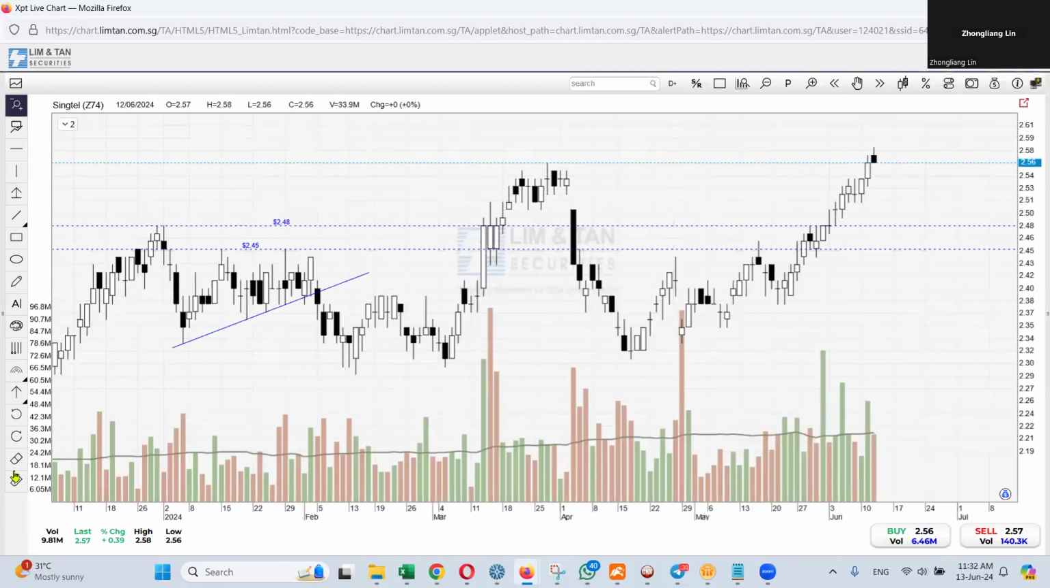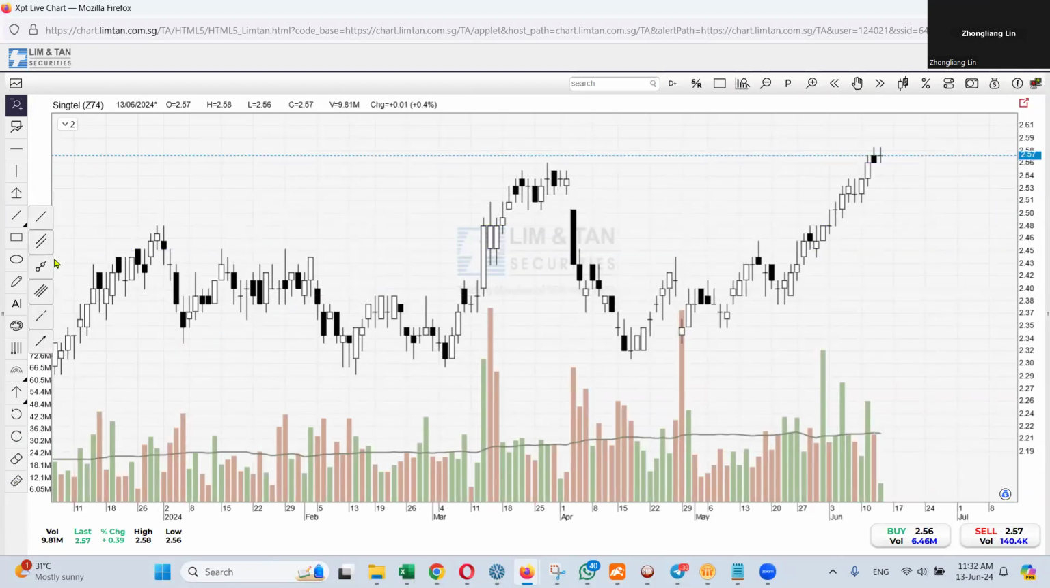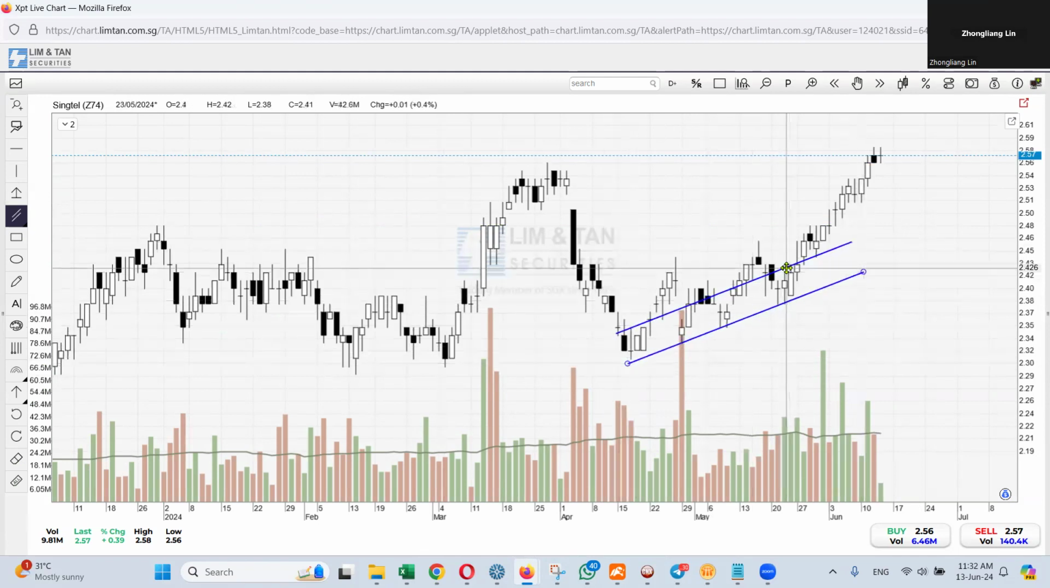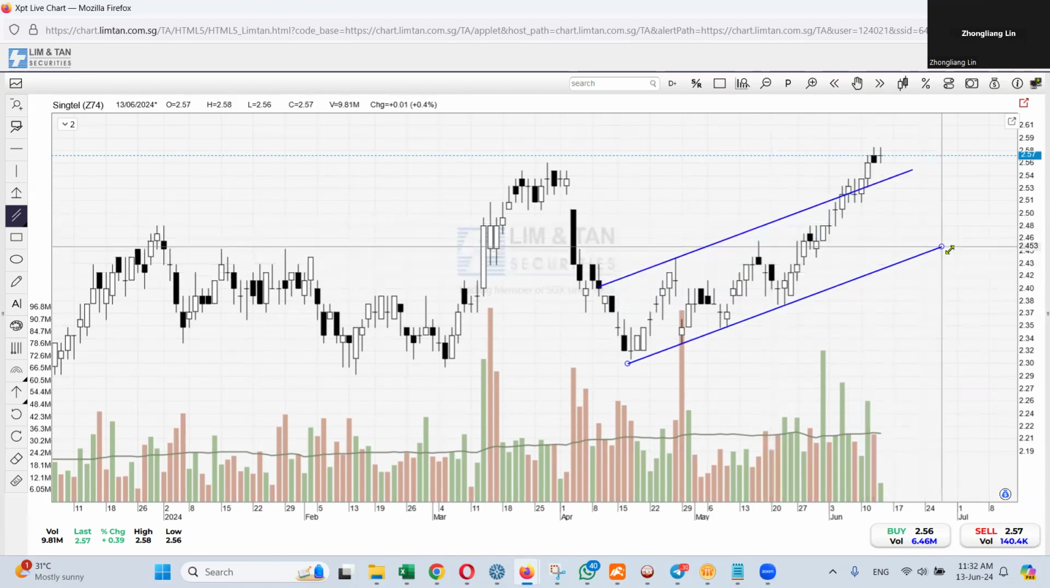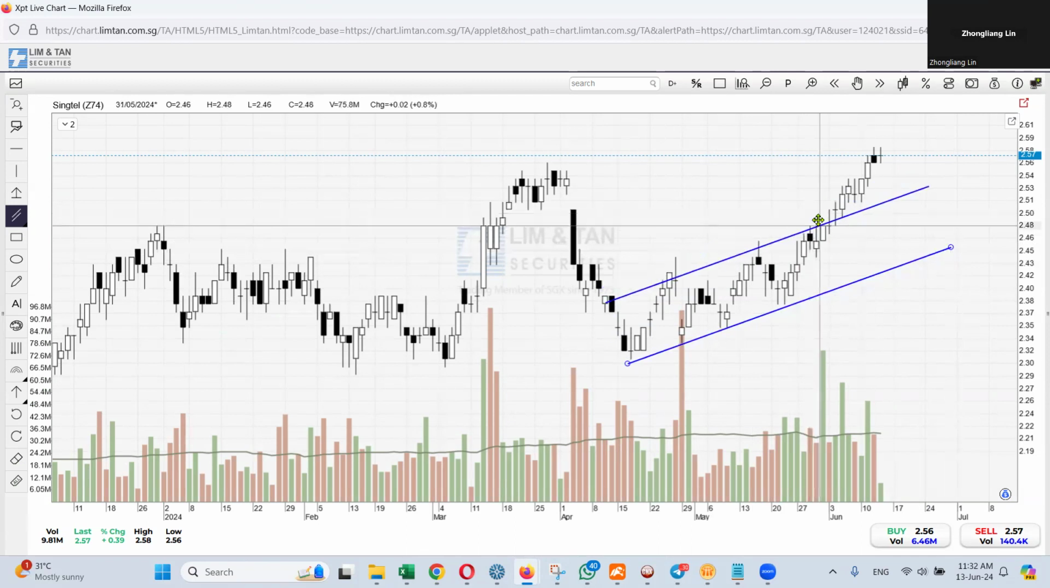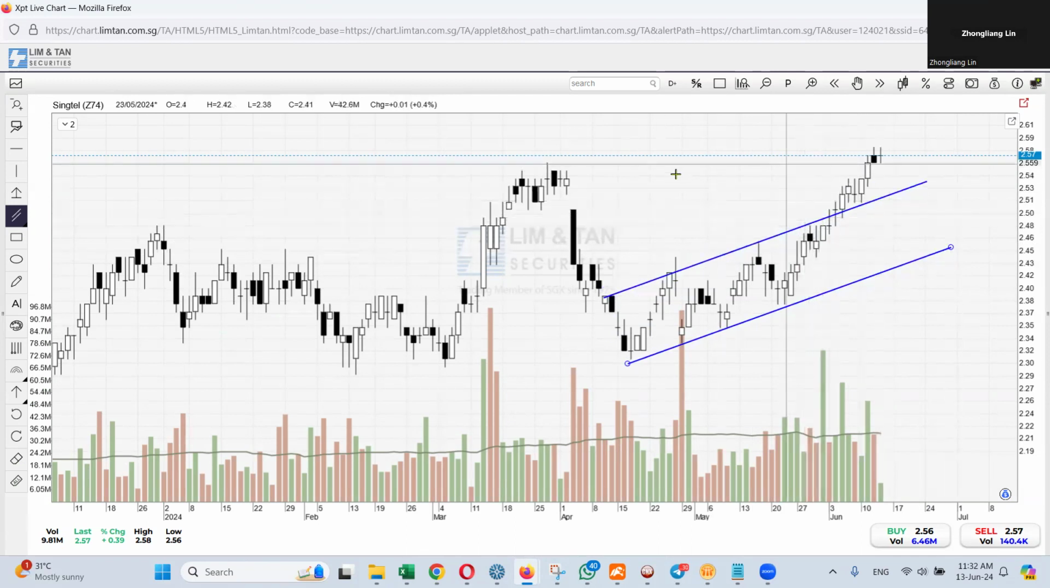So you can see the channel over here. Let me just replot that channel to put it as close as the email. You can see here the channel that I plotted over here. So it has gone up above 256 already. So again, congrats to those who are holding Singtel.